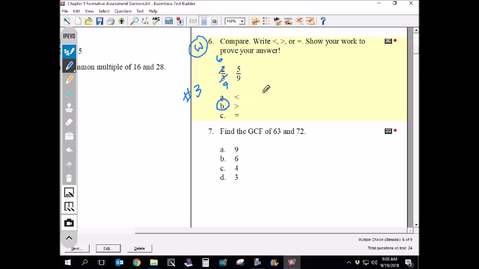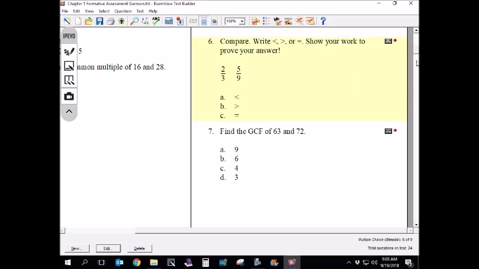Do we all agree? If you turned them both to decimals, you would have to do 2 divided by 3 and 5 divided by 9. If you did that, you would have learned that 2 divided by 3 would be 0.6 repeating, and 5 divided by 9 would be 0.5 repeating, and that's still going to be a greater than answer. Everybody got that? But you had to show one of those 2 methods, common denominators or decimals. Give yourself a check or an X on learning target number 3.